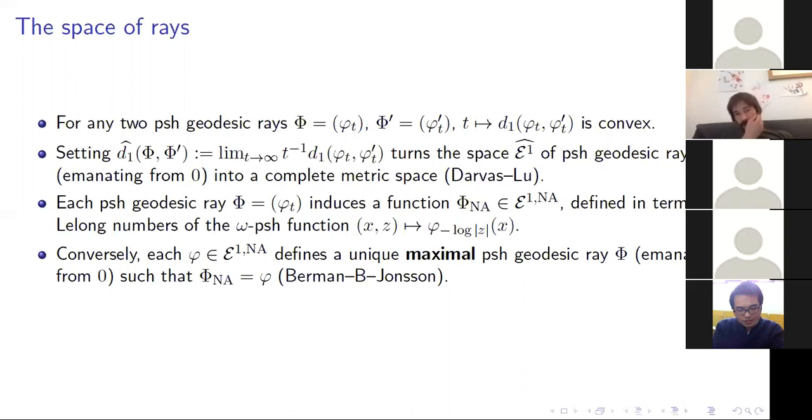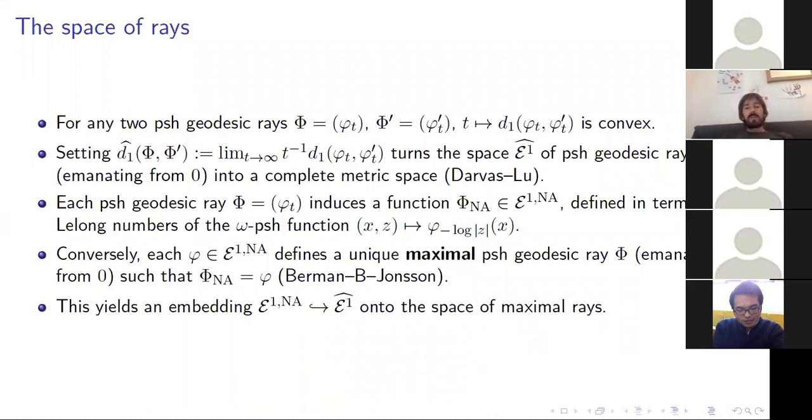And conversely, what we proved in this paper with Berman and Jonsson is that if you start from any function in E1 NA, then there is a canonical way to attach to it a PSH geodesic ray. There are many rays capital Phi that will give rise to the same function phi NA, because you only capture, in some sense, the algebraic part of the singularities of Phi by taking Lelong numbers. So you throw away a good part of the singularities of capital Phi. But there is a maximal one that has this property, and then this one is unique. So there is a maximal PSH geodesic ray capital Phi that corresponds to a given finite energy function on the Berkovich space.